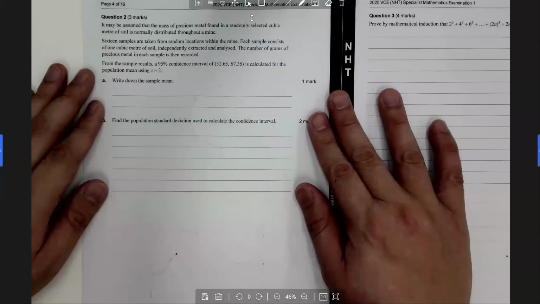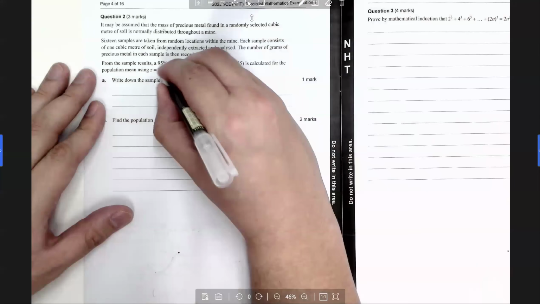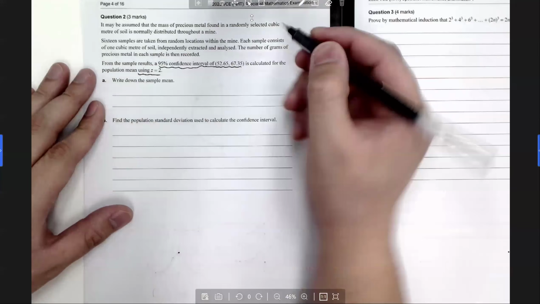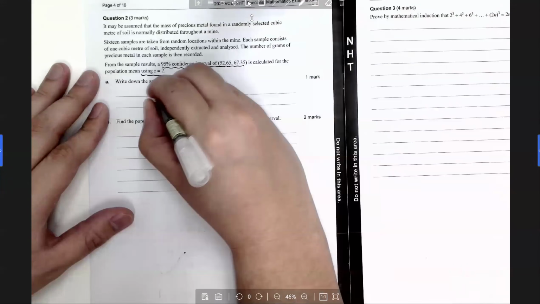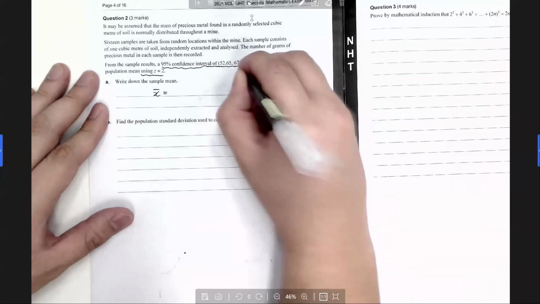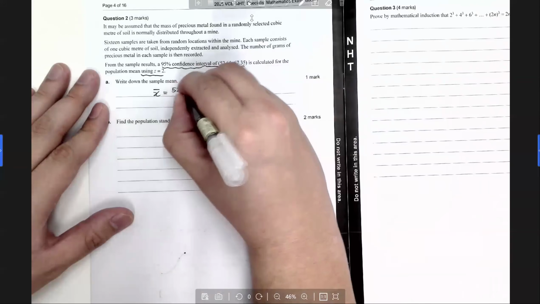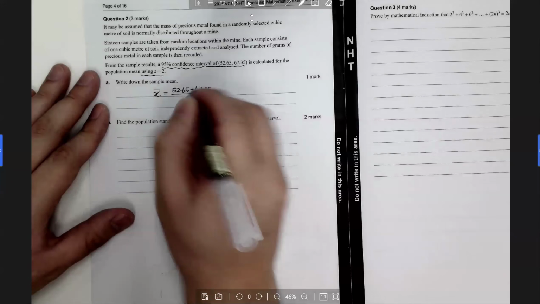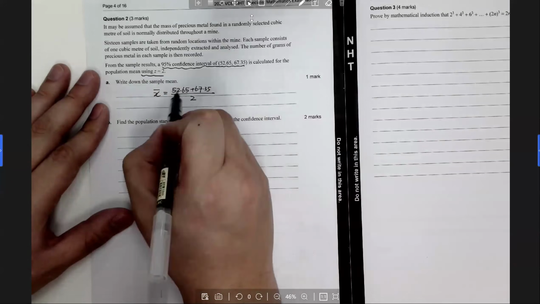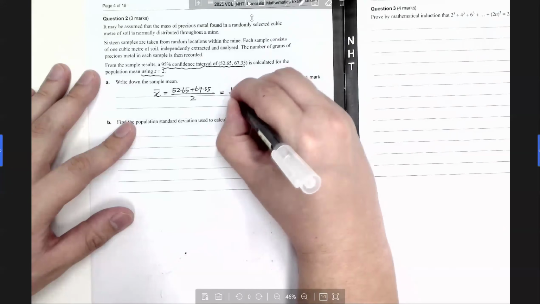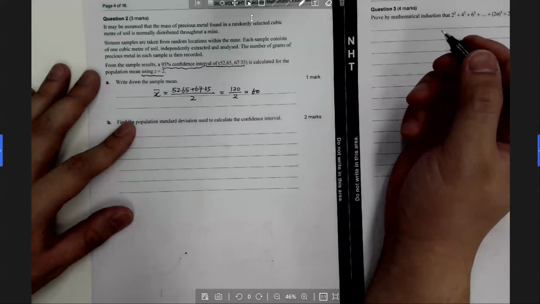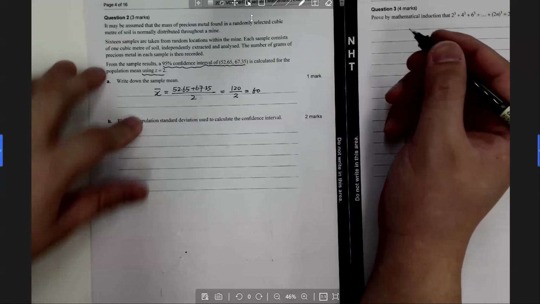Another confidence interval question. The 95% confidence interval is this one, calculated for a population mean using z equals 2. Write down the sample mean. So the sample mean is just the midpoint between the two boundaries. There I have 52.65 plus 67.35 divided by 2. Just notice 0.65 plus 0.35 is 1, and 52 plus 67 is 119. So altogether, we have 120 divided by 2. That is like 60, if I'm not mistaken.